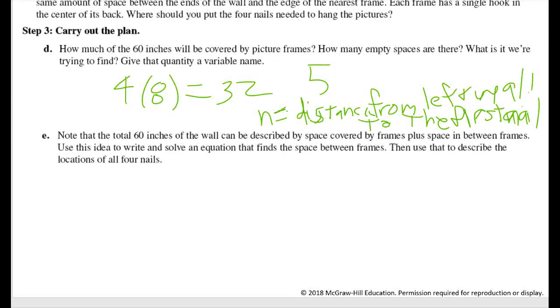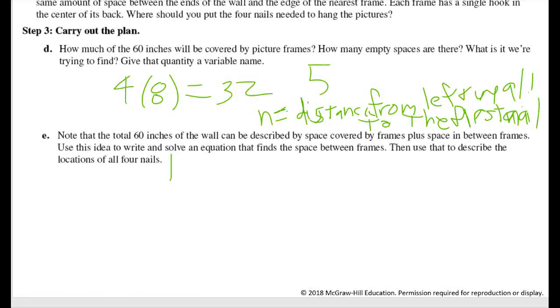Hopefully you can remember what I said, because you can't read what I wrote there. Note that the total 60 inches of the wall can be described by space covered by frames plus space in between frames. Use this idea to write and solve an equation that finds the space between the frames. Then use that to describe the location of all 4 nails. So we found the space in between each frame was 5.6.